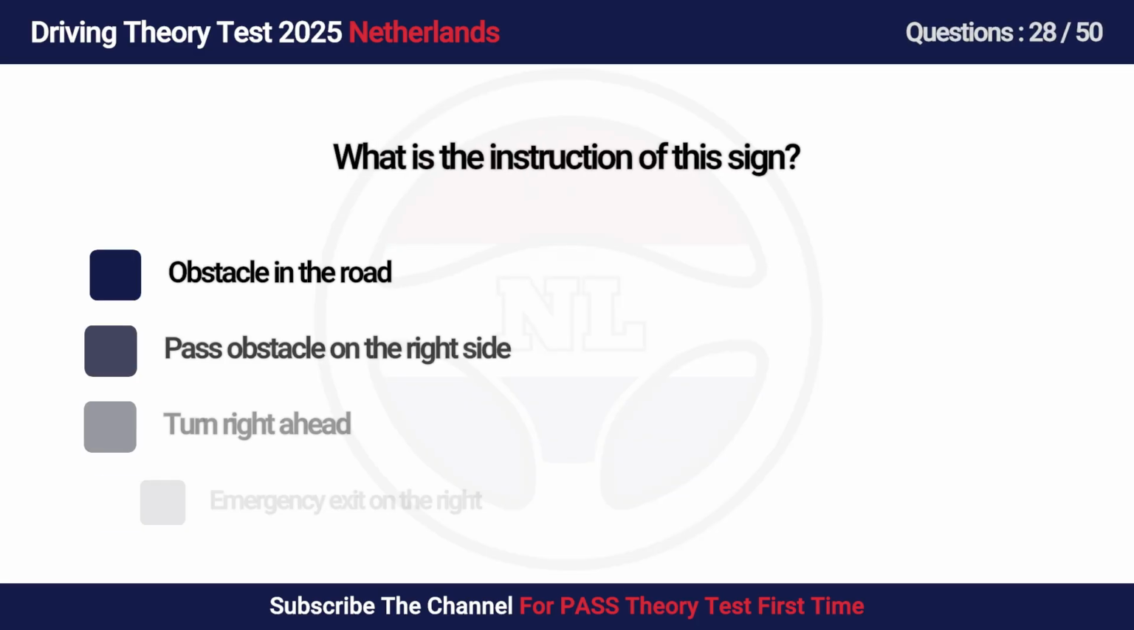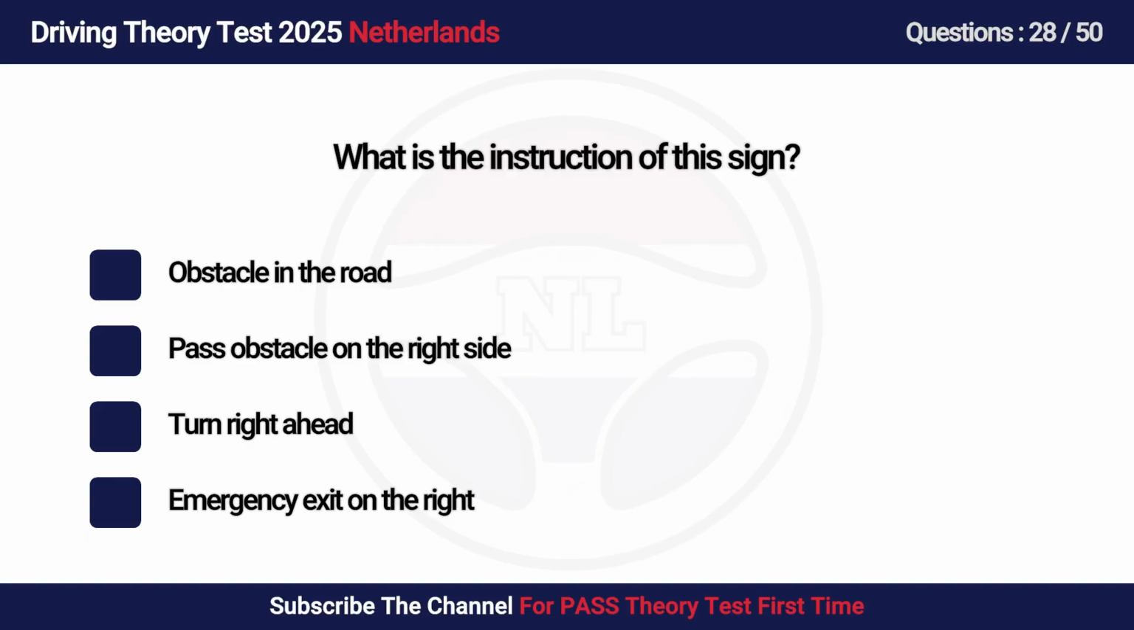Question 28. What is the instruction of this sign? A. Obstacle in the road. B. Pass obstacle on the right side. C. Turn right ahead. D. Emergency exit on the right.